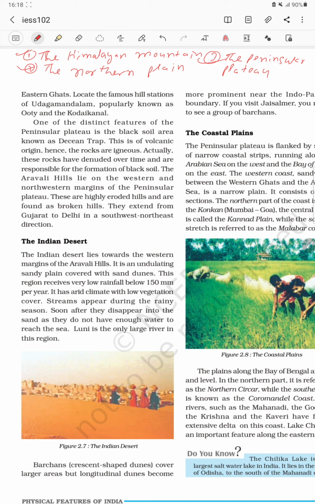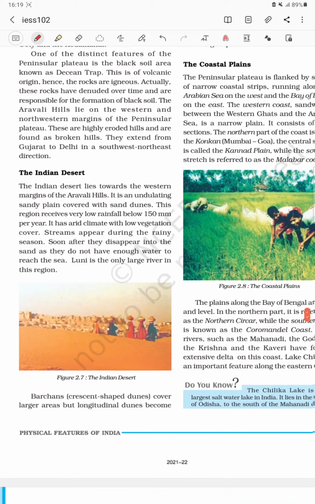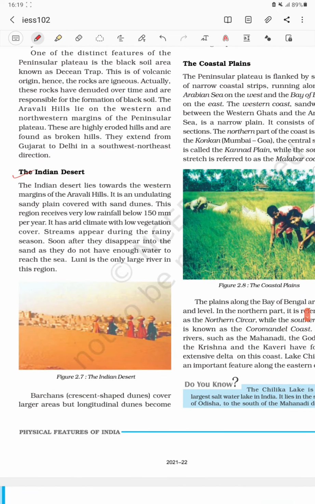Today I will cover the rest of the three other physical features of India: one is the Indian desert, second is the coastal plains, and third is the islands. So today we will cover the whole chapter. Let us start. First of all, the Indian desert. It is in the western margin of the Aravalli Hills.